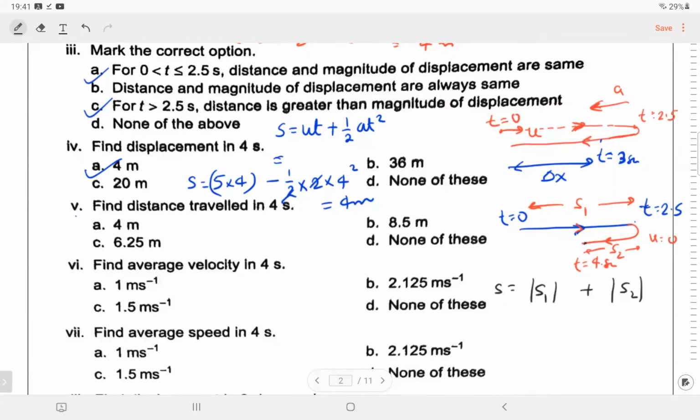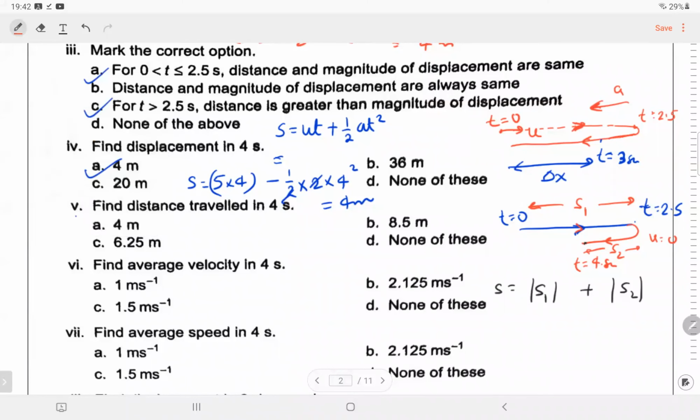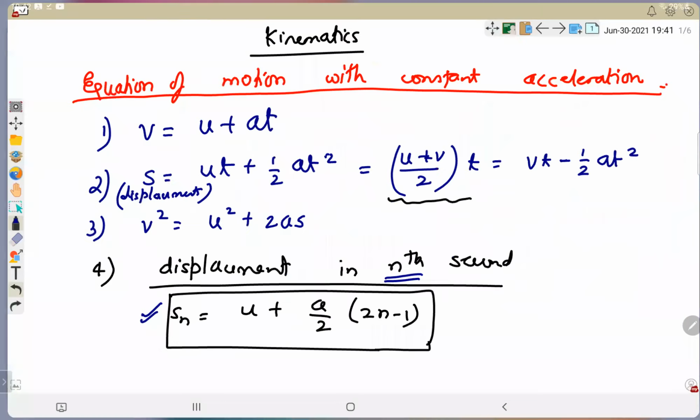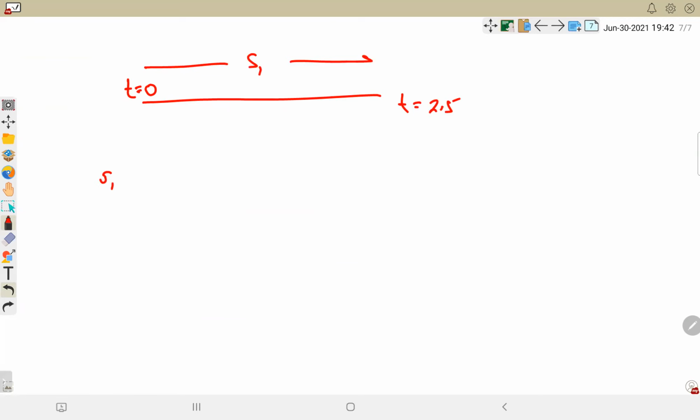Find the distance traveled in 4 seconds. 0 to 2.5. So to calculate the distance, we have to break this journey again from 0 to 2.5. T is equal to 0 to T is equal to 2.5 seconds. Distance covered in the first 2.5 seconds of the journey is ut plus half at square.